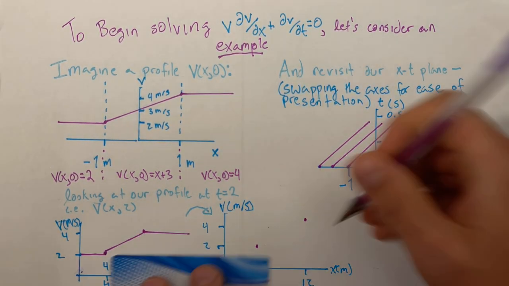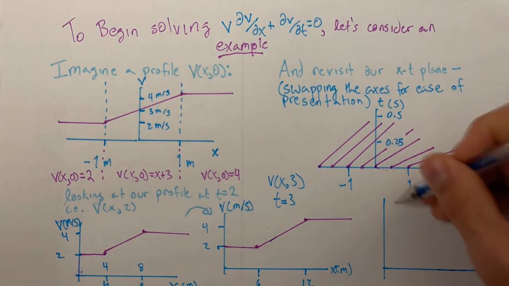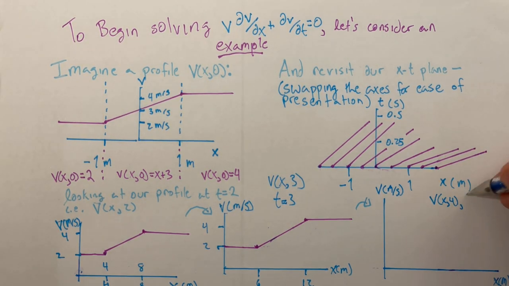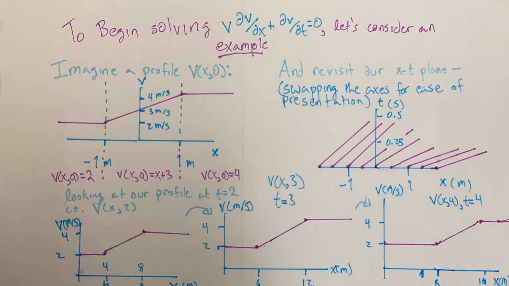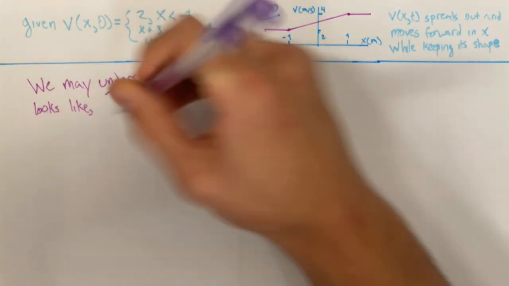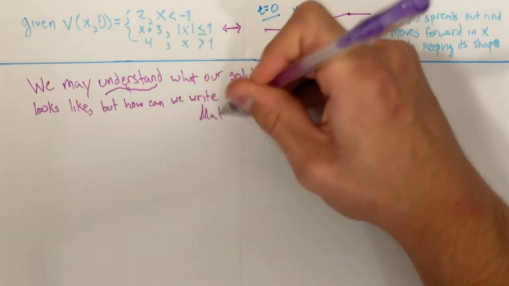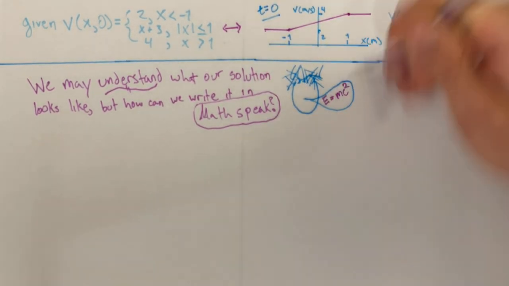What this means is that at a time like t equals 2, our velocity profile has evolved into a shape that is both spread out and moved forward in the x direction. As time increases, our profile will spread out indefinitely while moving further and further to the right. So we might now have an understanding of how this equation evolves profiles in time, but how can we translate this general idea into rigorous mathematical language?